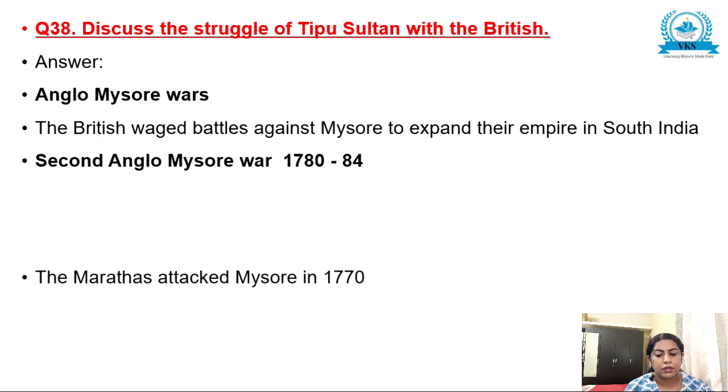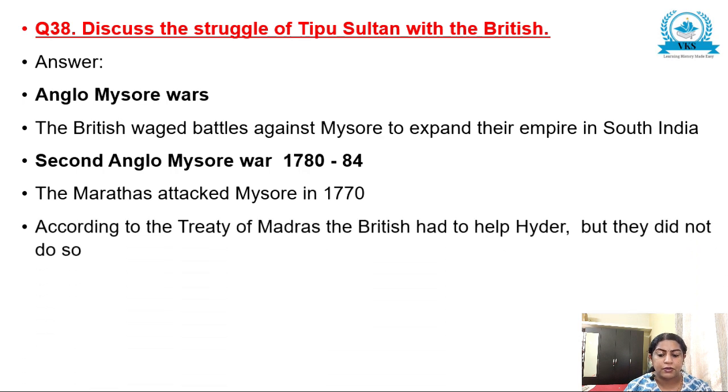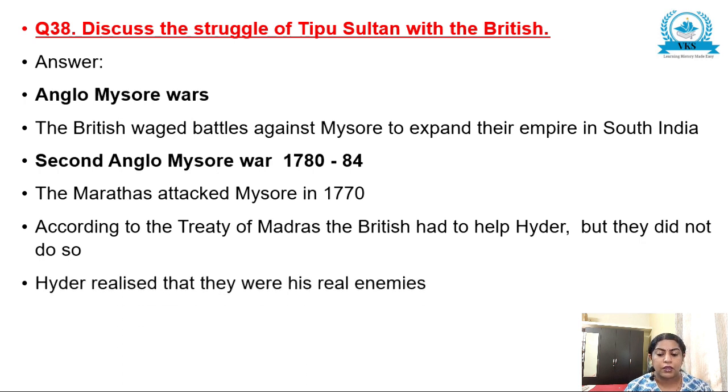The Marathas attacked Mysore in 1770. According to the Treaty of Madras, the British had to help Hyder, but they did not do so. The Treaty of Madras was signed after the First Anglo-Mysore War. According to that, if there was an attack from an external force, the British had to help Hyder Ali. But when the Marathas attacked Mysore, the British did not do so. And Hyder realized that they, that is the British, were his real enemies.